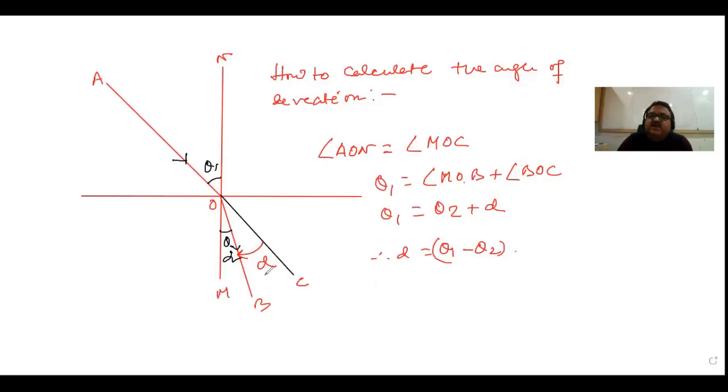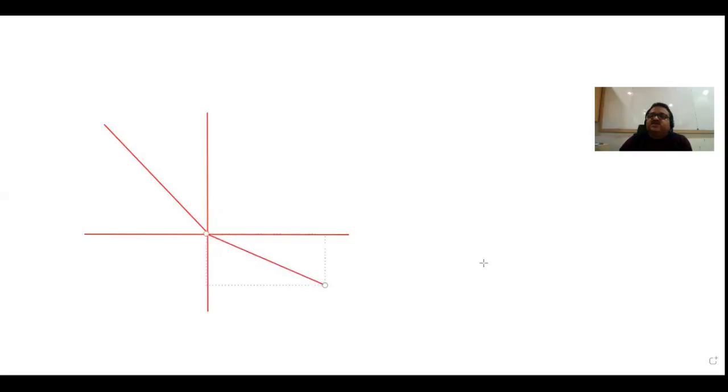Correct. Now, let's take another example. Suppose this is the surface of separation of two media, and this is the normal, this is the incident ray. And after moving to this medium, the light is following this path.